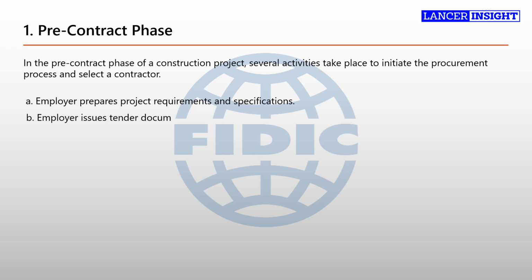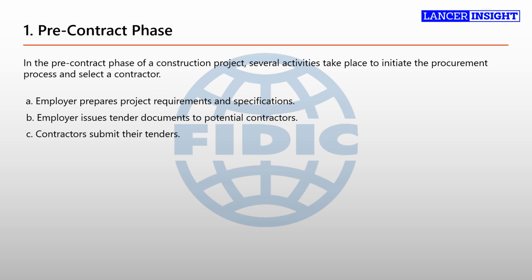B. Employer issues tender documents to potential contractors. The employer prepares a tender package, which typically includes the tender invitation, instructions to tenderers, contract conditions, project specifications, drawings, and any other relevant documents. The tender documents provide potential contractors with all the necessary information to understand the project, prepare their bids, and submit their proposals. C. Contractors submit their tenders.